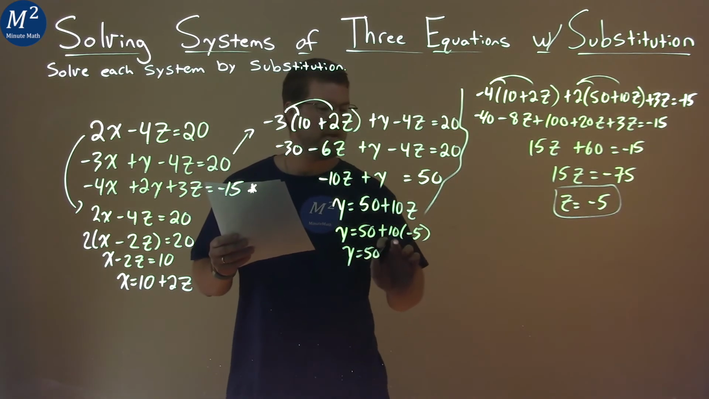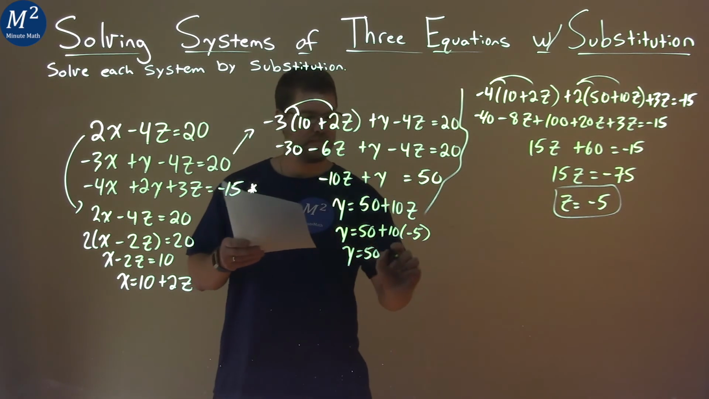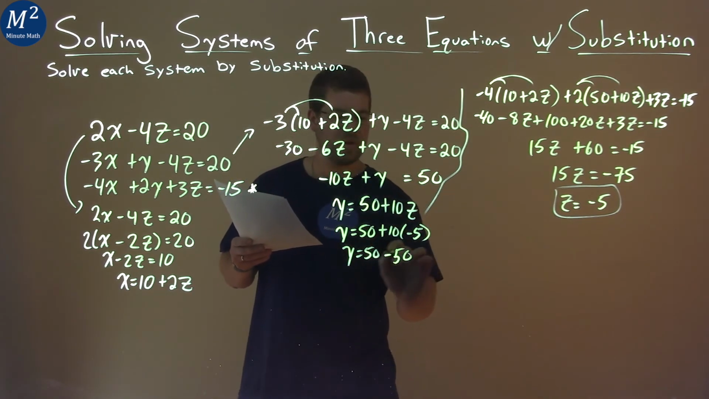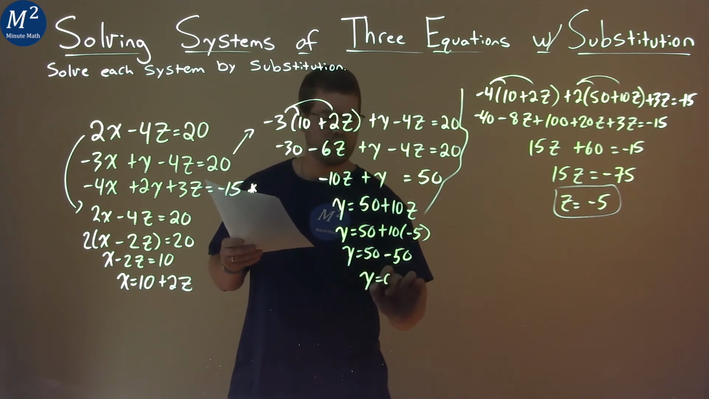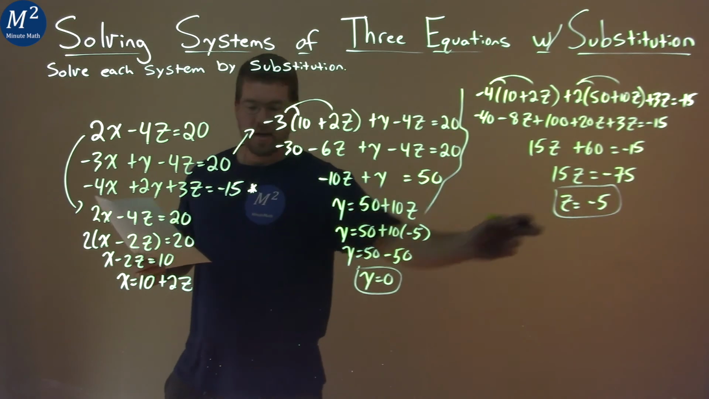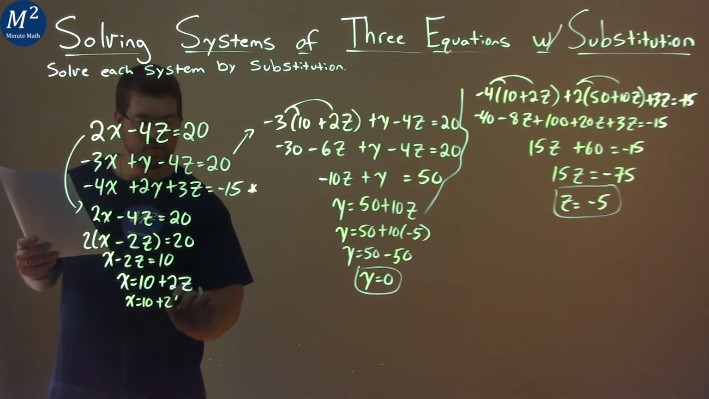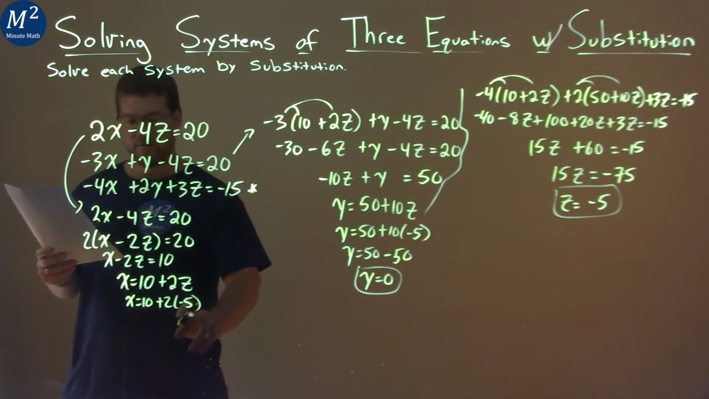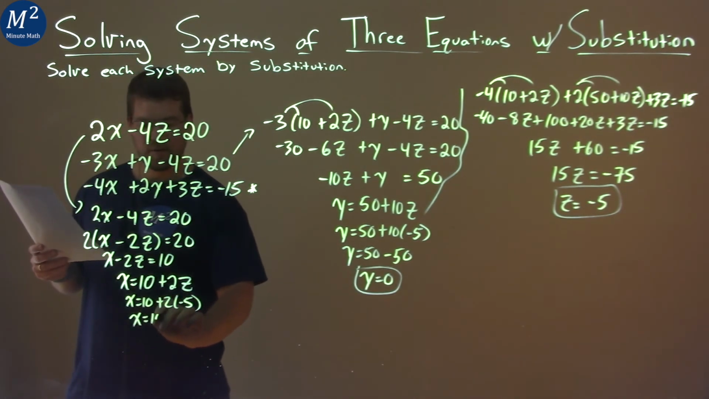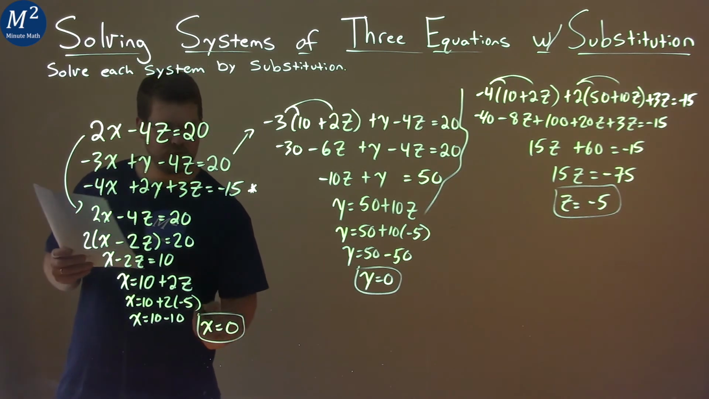50, 10 plus negative 5 is, well, that's a negative 50. And 50 minus 50 is 0. Same thing, take that negative 5, put it in for this z. So we have x equals 10 plus 2 times a negative 5. 2 times the negative 5 is, well, a negative 10. X equals 10 minus 10, and you can see where this is going. 10 minus 10 is 0, so I'll put it here, x equals 0.